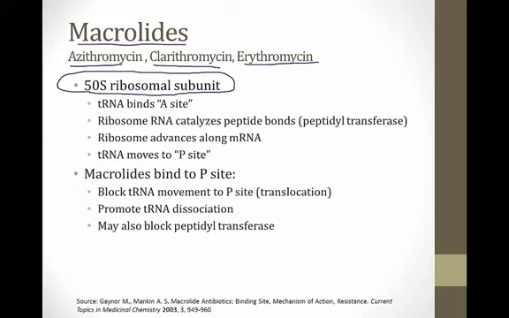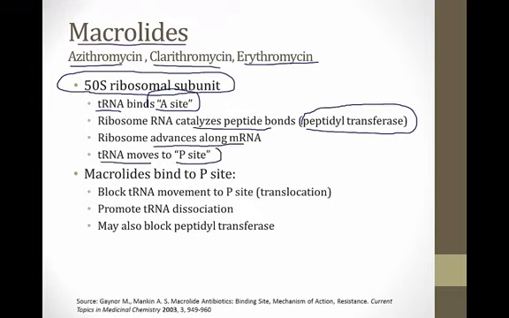So this process depends on tRNA bringing in amino acids for the growing protein, and initially tRNA will bind to a site called the A site. Then the ribosomal RNA will catalyze the formation of peptide bonds, and there's an enzyme called peptidyltransferase that does this. The ribosome will then advance along the messenger RNA, and the tRNA will move from the A site to the P site. What macrolides do is bind to the P site, so this blocks the tRNA movement to the P site, and this is all part of the process of translocation.